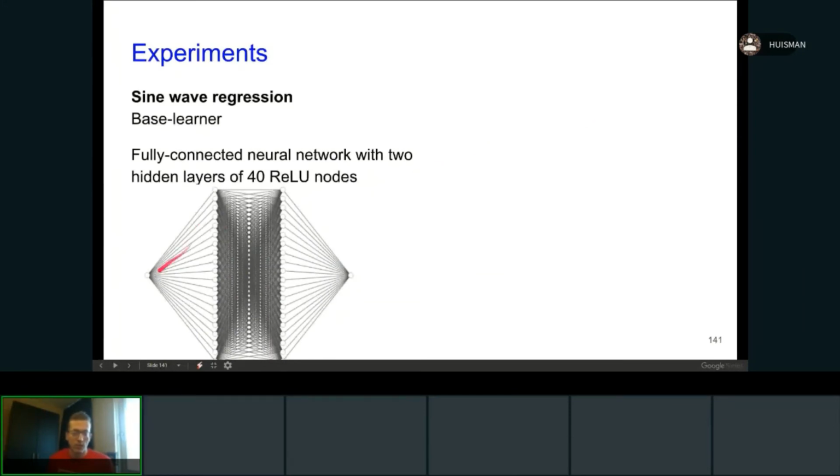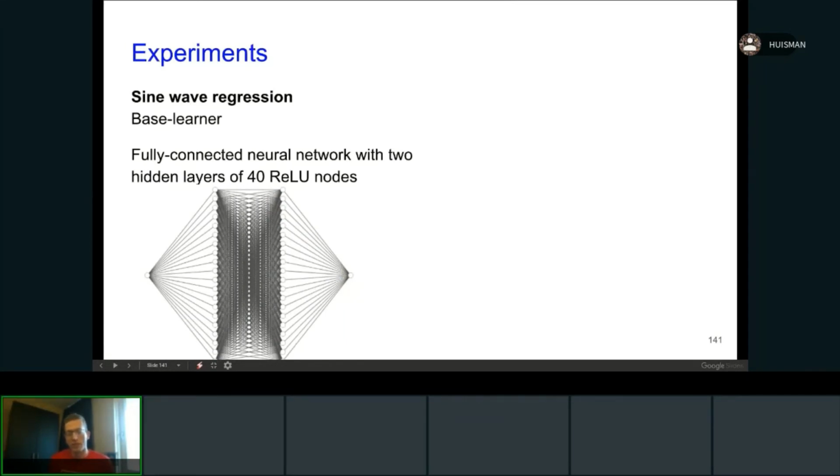Okay, so the base learner that we use is really the same as used by the authors of MAML. It receives this single X coordinate. It is fed into 40 hidden nodes, followed by ReLU activation functions. Again, 40 hidden nodes, followed by ReLU activation functions, and then followed by our output prediction. So this is the Y coordinate that we think belongs to the input X coordinate.